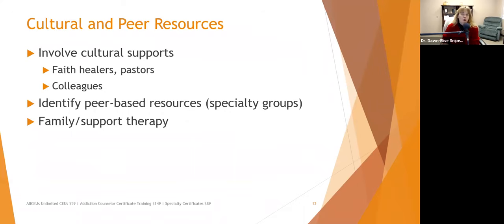Involve cultural supports, and this can be faith healers, pastors, or, like I said earlier, colleagues. Sometimes people will feel, and it's true to a certain extent, I don't know what it's like to be an emergency room doctor. I don't know what it's like to be a firefighter. I can empathize, but I haven't been there. I haven't lived in that sort of structure. I haven't been a cop. I have lived with cops and firefighters and soldiers, but I have never been in that situation. I've never been in Afghanistan. So my empathy can only go so far.